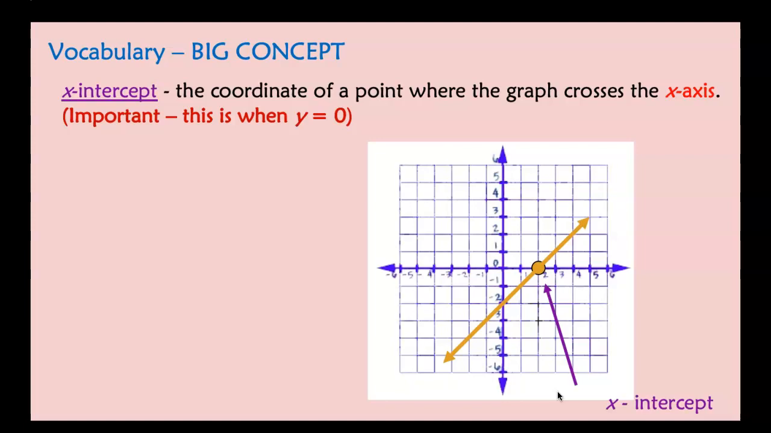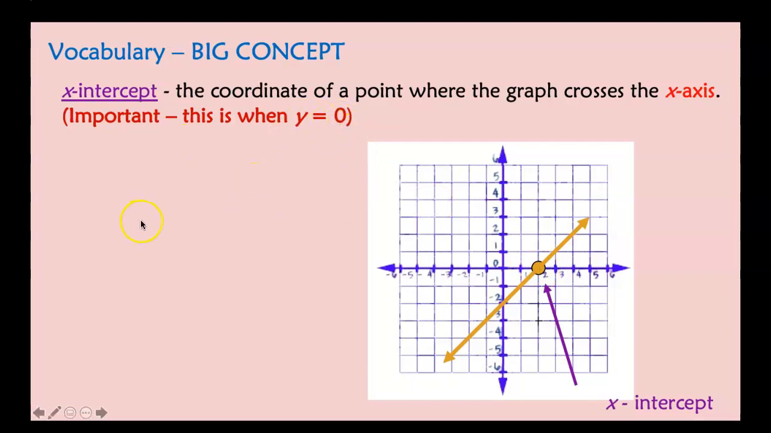There will be two intercepts. One is the x-intercept and it's color coded. So this purple one is the x-intercept. This is the coordinate or point where the graph crosses the x-axis. Remember that the x-axis is this horizontal line. So the point in your linear function line that touches the x-axis is your x-intercept. And this happens when the y-coordinate is 0. I'm going to explain it again later on.